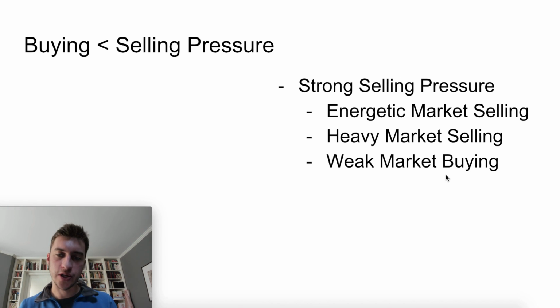Same thing with selling pressure. Energetic market selling, so there's a lot of market sell orders when you read the order history. Heavy market selling, so a lot of large market sell orders that are just clamping price down, and not many traders are market buying. Price will likely just continue going down in a supply run. This would be a demand run.